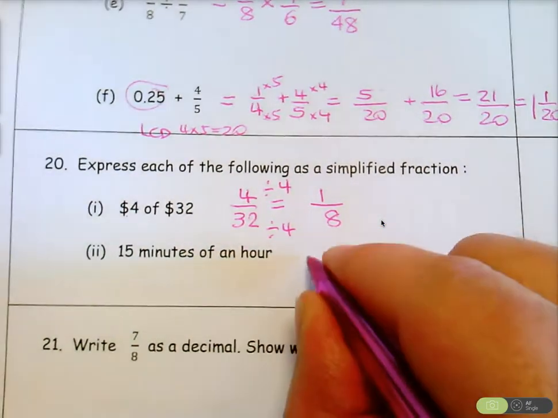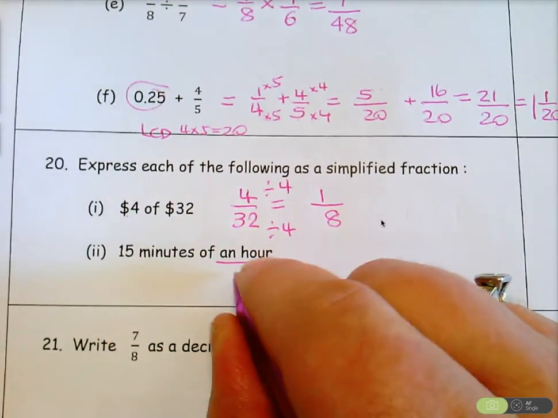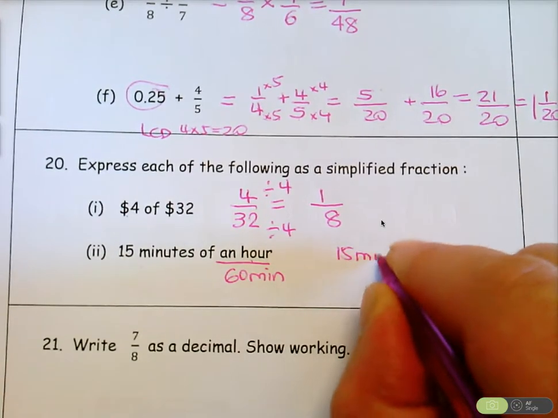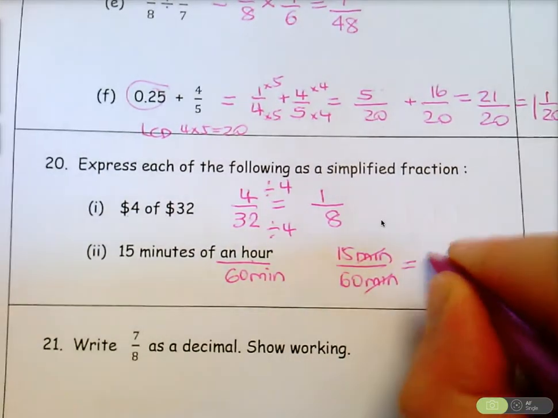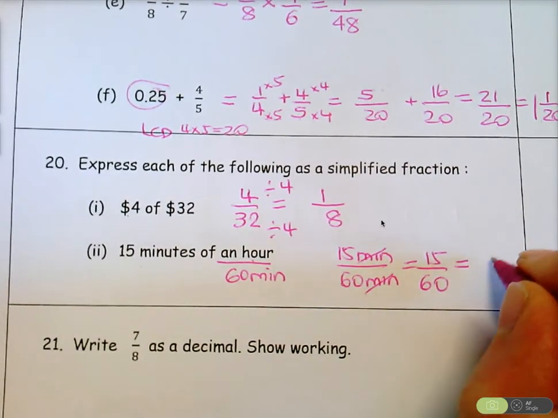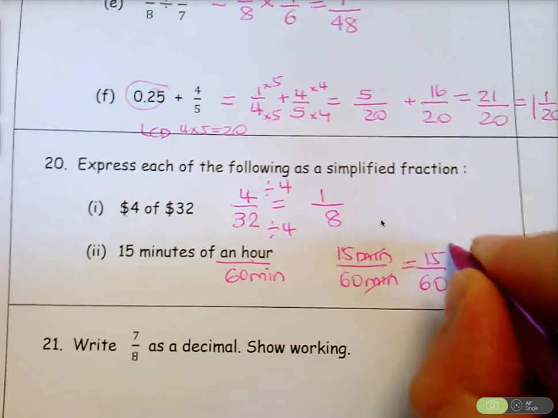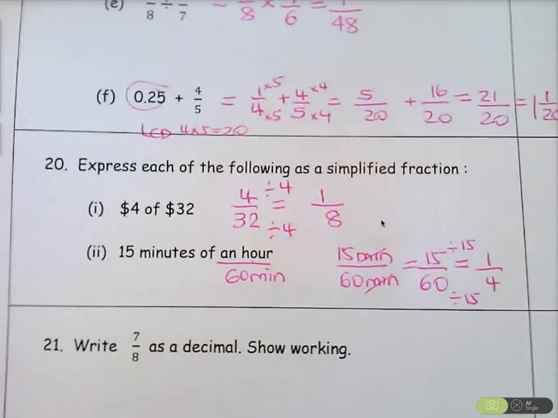Now with the second question, we've got 15 minutes of an hour. The units are different. 1 hour is 60 minutes. So we've got 15 minutes out of 60 minutes. So those units are the same. So we've just got 15 out of 60. Now girls, you should know that to be 1/4 of an hour. Or you can just divide them both by 15. But it's easier for you to know that 15 minutes is 1/4 of an hour.